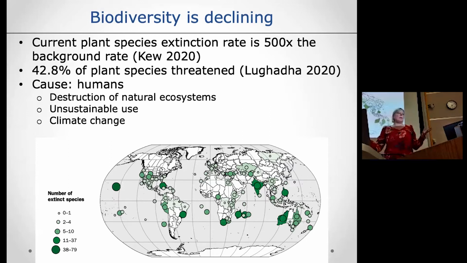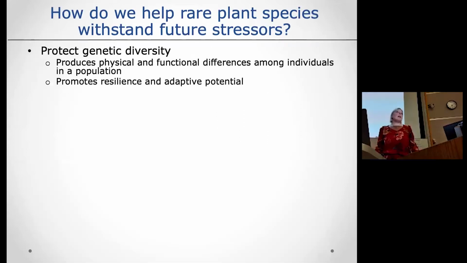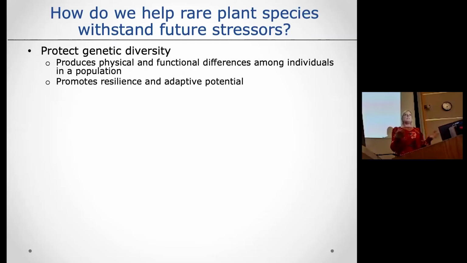So how do we prevent species from going extinct? In my opinion, a good way to do that is to conserve genetic diversity. So genetic diversity is important because it produces the physical and functional differences among individuals and populations. And these differences promote resilience and adaptive potential. So for example, if there's a disease and you have a genetically diverse population, there's a chance that there may be an individual in there that can withstand the disease. Whereas in a genetically poor population, maybe there isn't that individual.